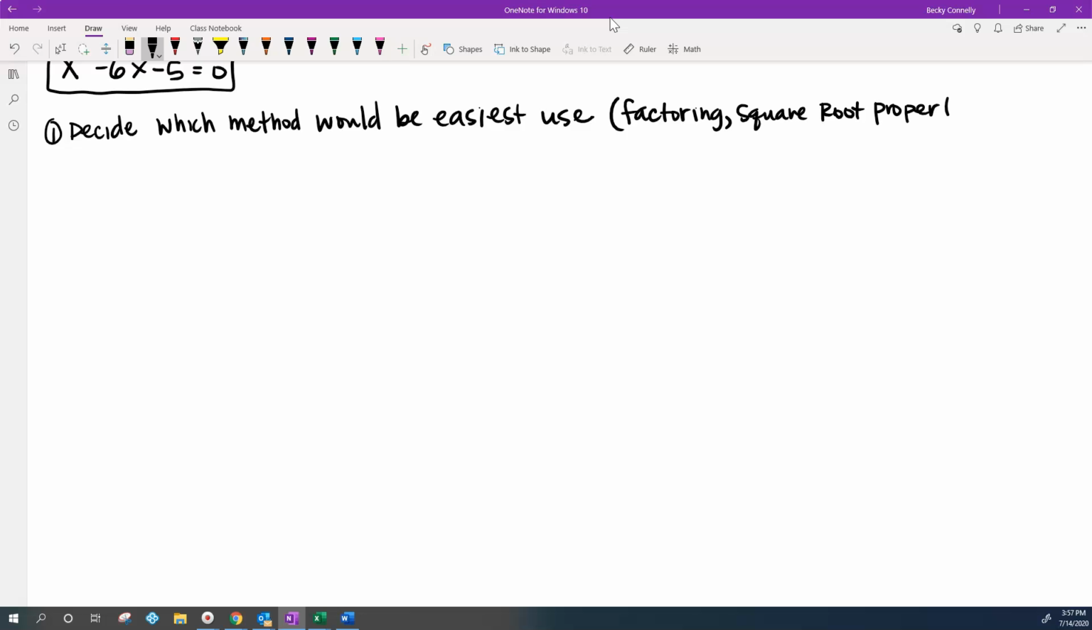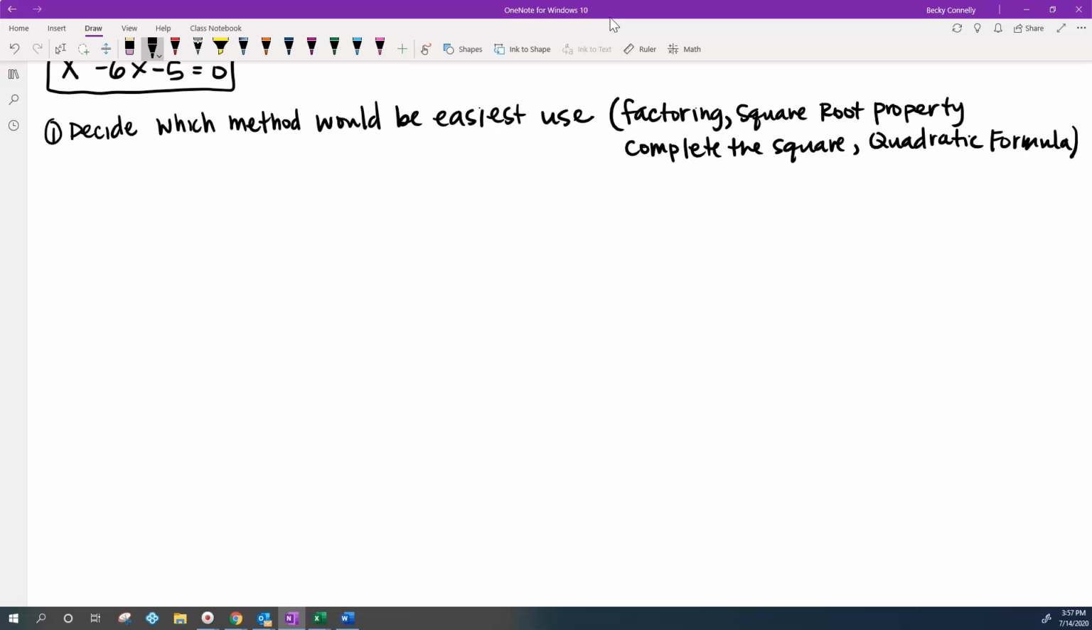Right, or there's completing the square, and then the quadratic formula. So those are the 4 different ways that we've talked about so far.